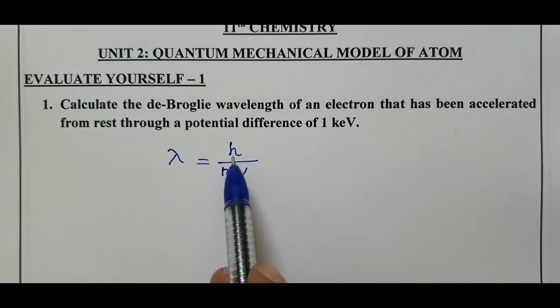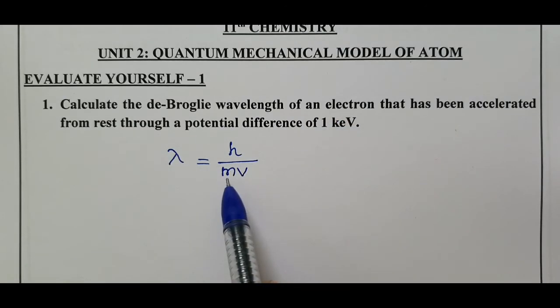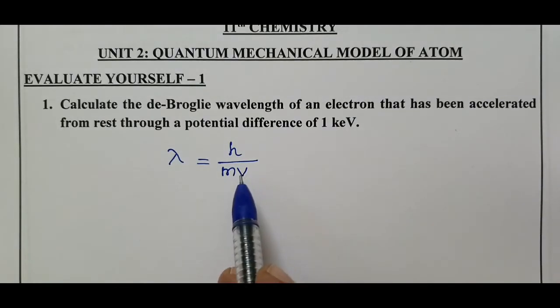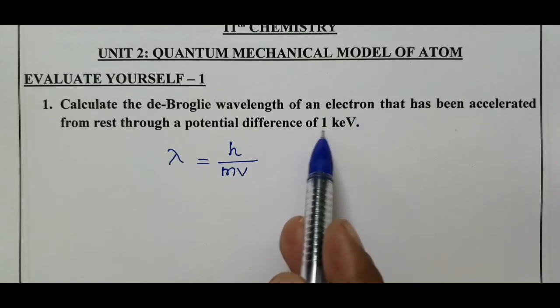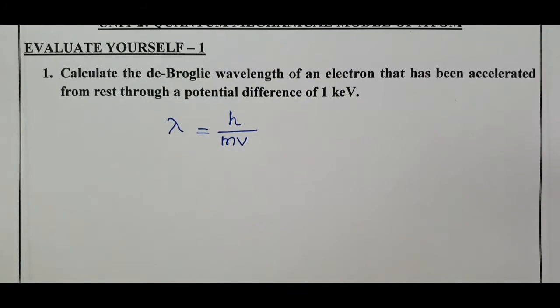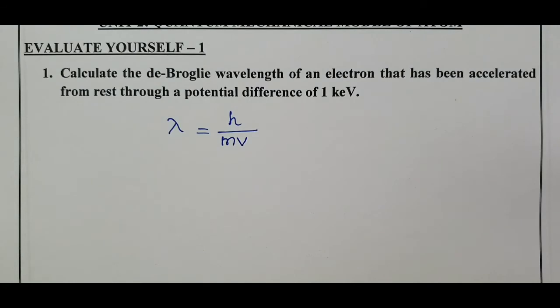In this equation, h is Planck's constant, 6.626 into 10 power minus 34. m is the mass of the electron, also a constant, 9.1 into 10 power minus 31. To calculate lambda, we require the v value. Velocity: how to calculate the velocity of an electron? From 1 kilo electron volt, we have to calculate the velocity. 1 kilo electron volt is nothing but the kinetic energy value.